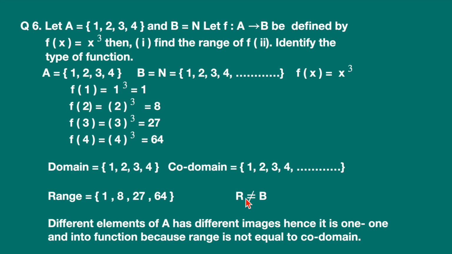Okay, this B is the codomain. So this function, different elements of A has different images, hence it is one-to-one, and into function because range is not equal to codomain. Okay, it is not an onto function.